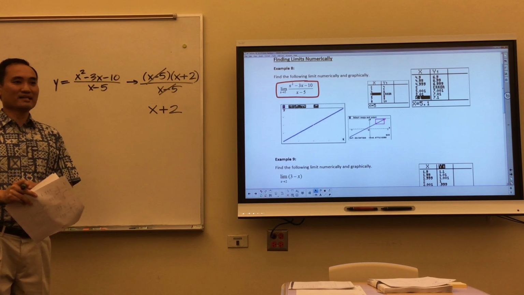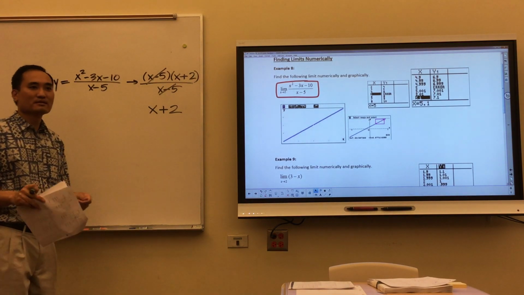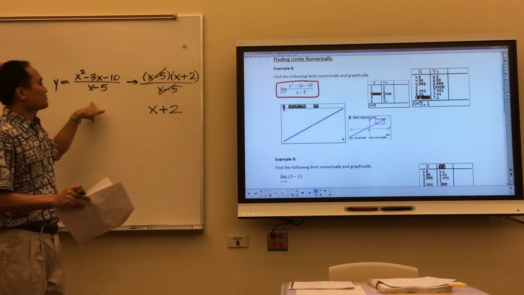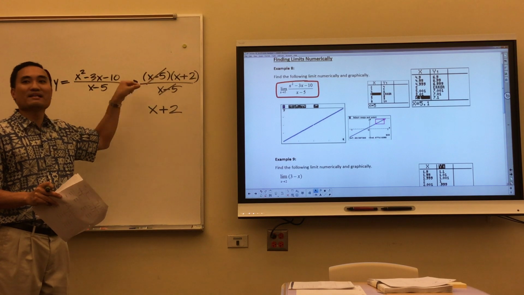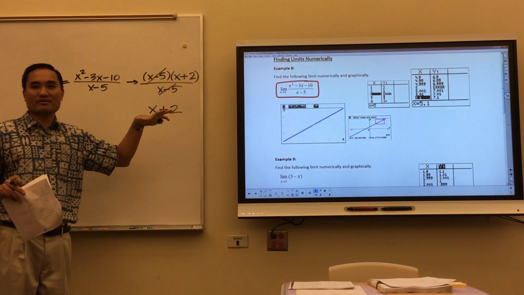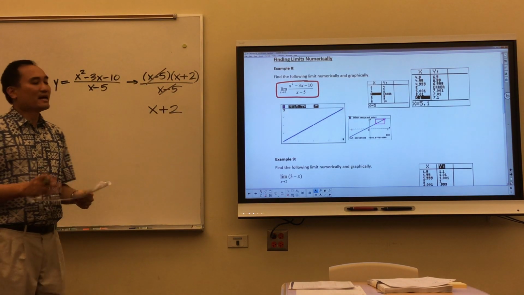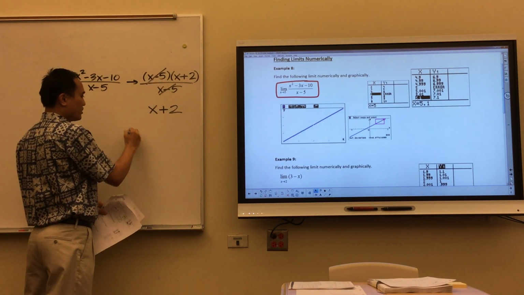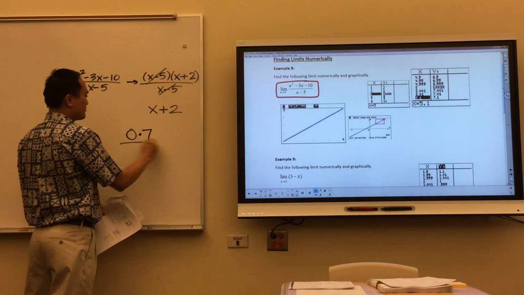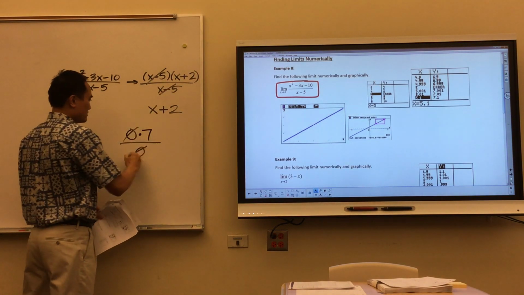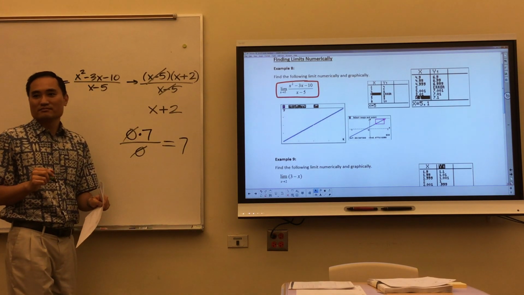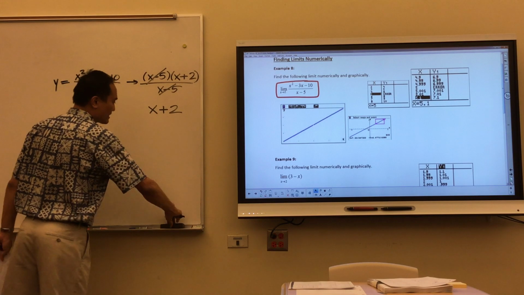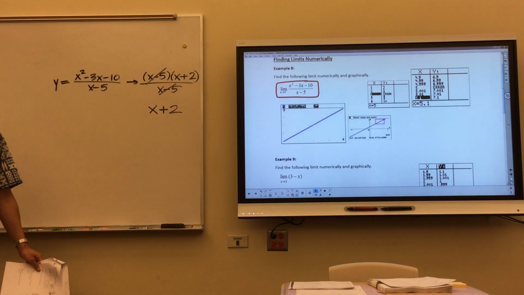Why not? Because in the original equation, you can't plug in 5. So we cannot cancel this when x is 5. When x is anything other than 5, they cancel. Another way to think about it is if x is 5, this becomes a whole 0. Now 0 times 7 over 0, is that equal to 7? No, right? So you cannot cancel x minus 5 specifically at the moment when x is 5.